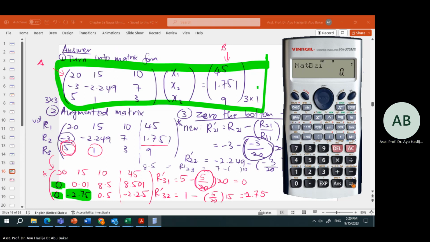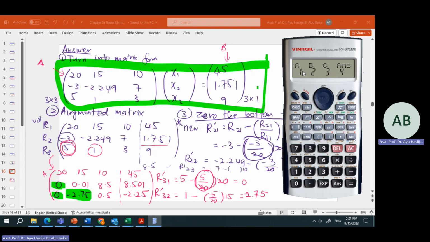45. Then the next one. Then 9. Now how to find x1, x2, and x3? Shift 4. Press number 3, MAT, the one that is right up there. Press 3.